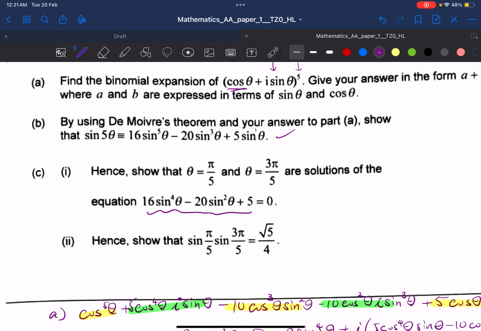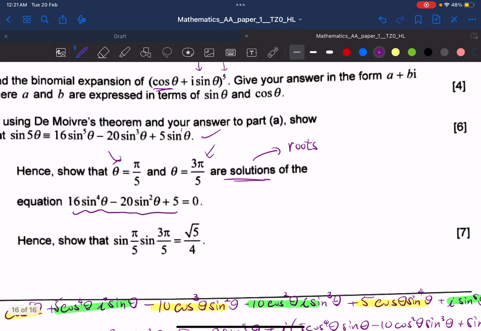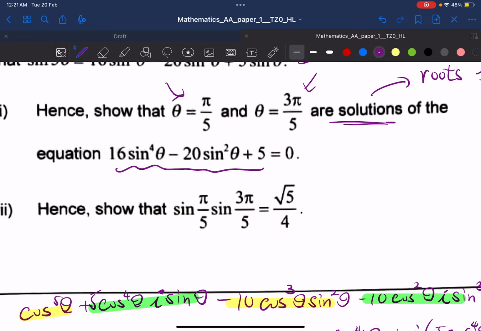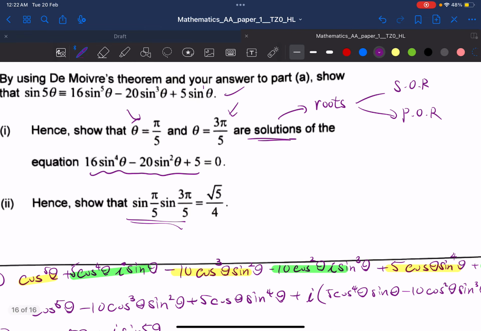And we know that pi over 5 and 3 pi over 5 are the solutions. And you know that this is an AAHL exclusive topic. So whenever you see the word solution, hopefully the roots come to your mind. So it's like sum of roots and product of roots. Either one of them. And when I look at this, multiplying, I think this is what we call a product of roots question.